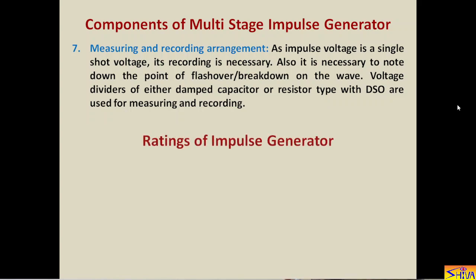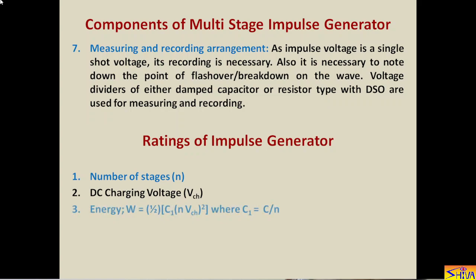Now let us see what are the ratings of a multi-stage impulse generator. Number one is the number of stages, given by N. Number two, DC charging voltage, that is V charging. Number three, energy. Here the rating is not given in power, it is given in terms of energy. W is given by half C1 N into V charging square, where C1 is equal to C by N. Now C is the magnitude of the charging capacitors. Let us say it is in microfarad.